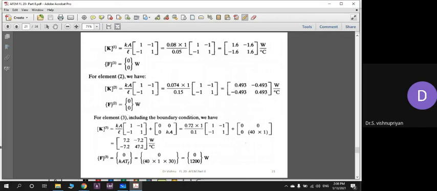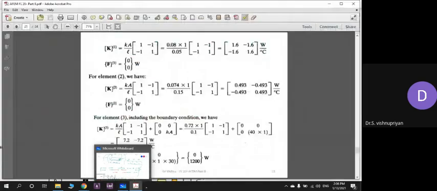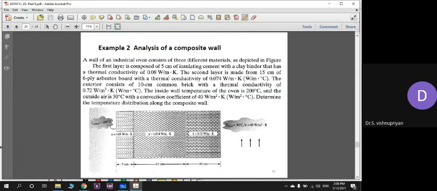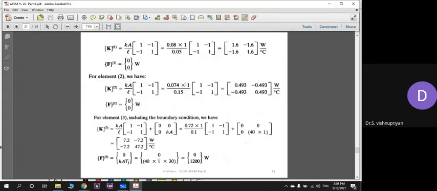Now for the load vector, we said the load vector has to be considered on two occasions: if there's heat generation, or if there's a convection effect. For the first element, there is nothing. There is no heat generation, there is no convection. So this becomes 0, 0. Now for the second element, K is different. K is 0.074 and length is also different. It is 15 centimeters. So plug those values in and you get this. Again, for the second element, there is no heat generation and no convection.